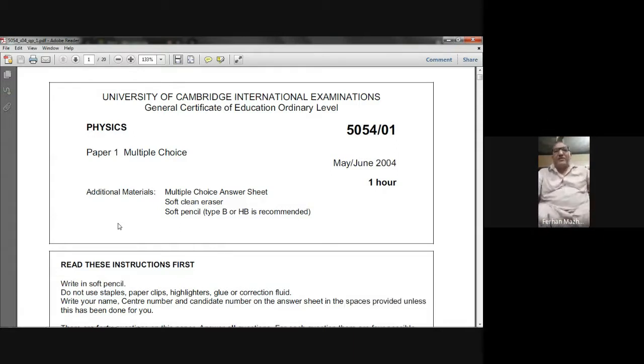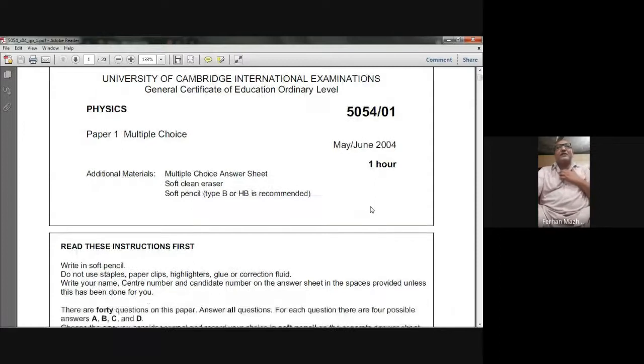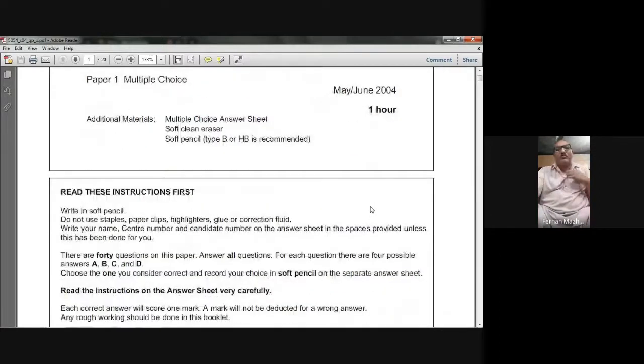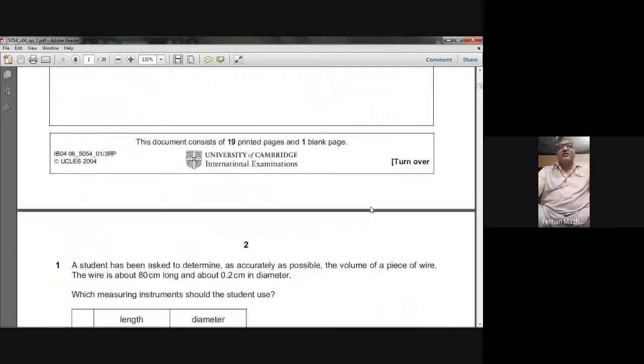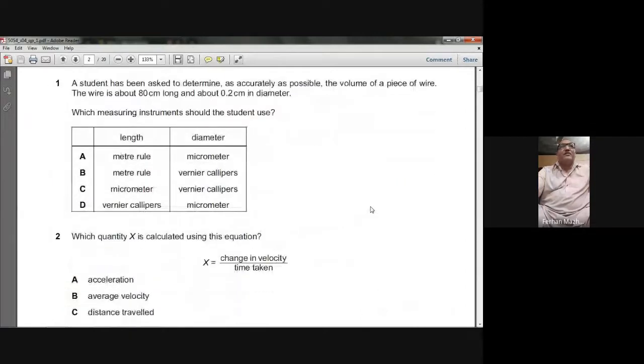This paper is May June 2004 paper. And it's an MCQ paper. We call it paper 1. It has 40 MCQs. You have 1 hour to solve it. Okay, so let's start from the first question.